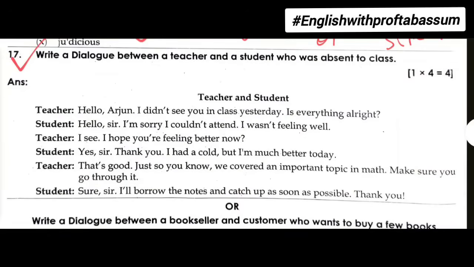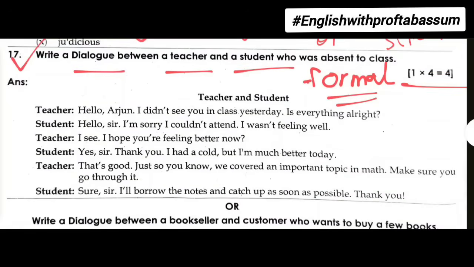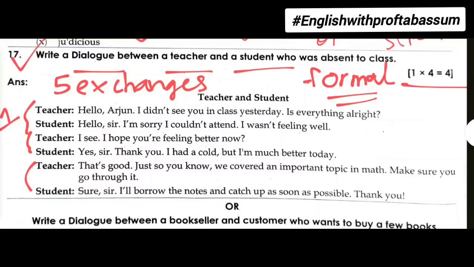Now moving on to the last bit, that is dialogue writing, bit number 17. Write a dialogue between a teacher and a student who was absent for class. So this is a formal dialogue. It comes for 4 marks, but remember students that you must use formal language. Exchanges means 5 dialogues. Teacher and student. This is one exchange. At least 5 you need to write. But in this LMR, only 3 exchanges are given. So this is wrong students. You will not get full marks.